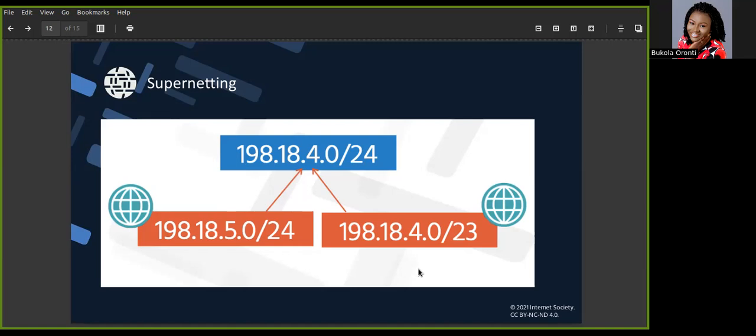That is, every network bit is the same, and only the subnet bit is different. So a /24 plus another /24, merging them gives you a single /23 and not the other way around. So if you want to add 192.18.4.0/24 and 192.18.5.0/24, you can merge them to give us 192.18.4.0/23.